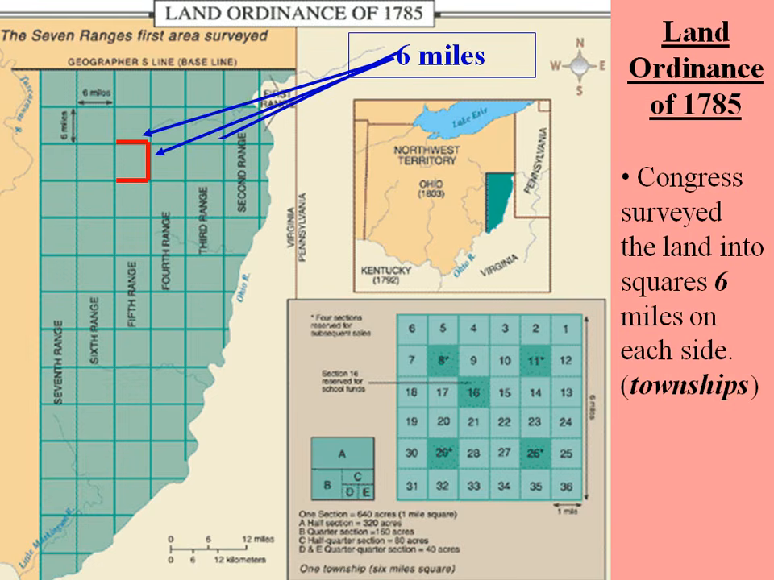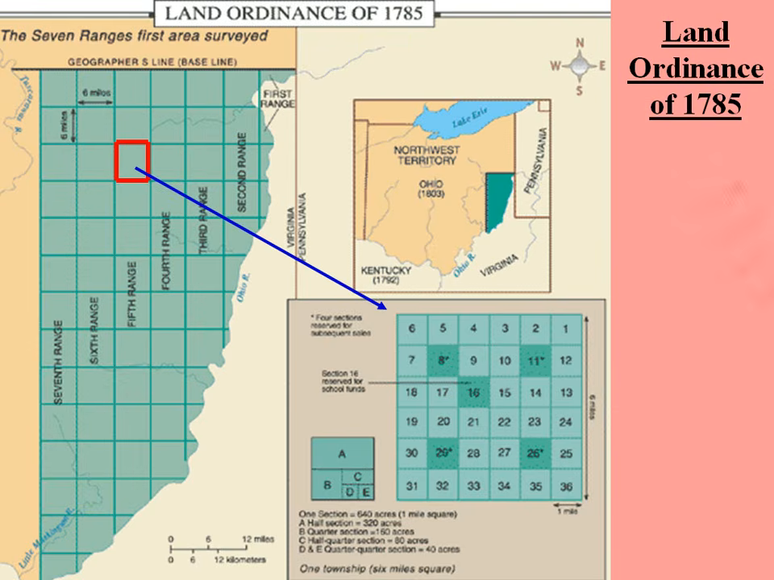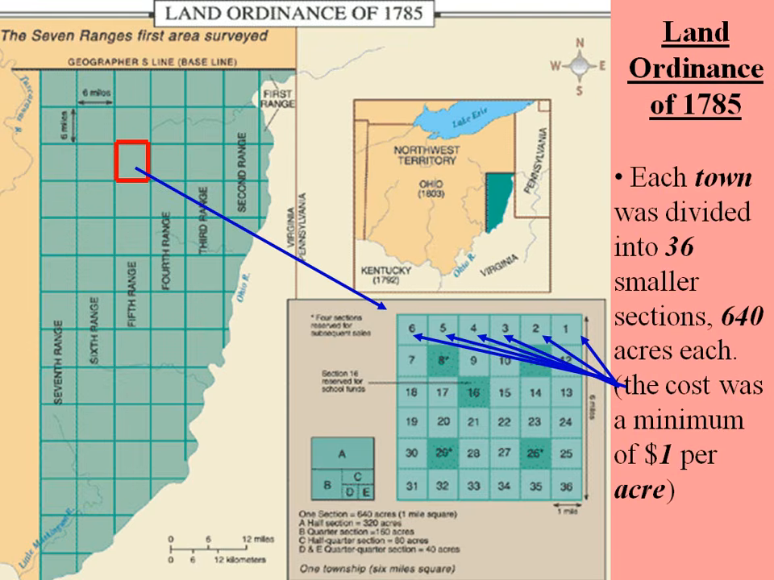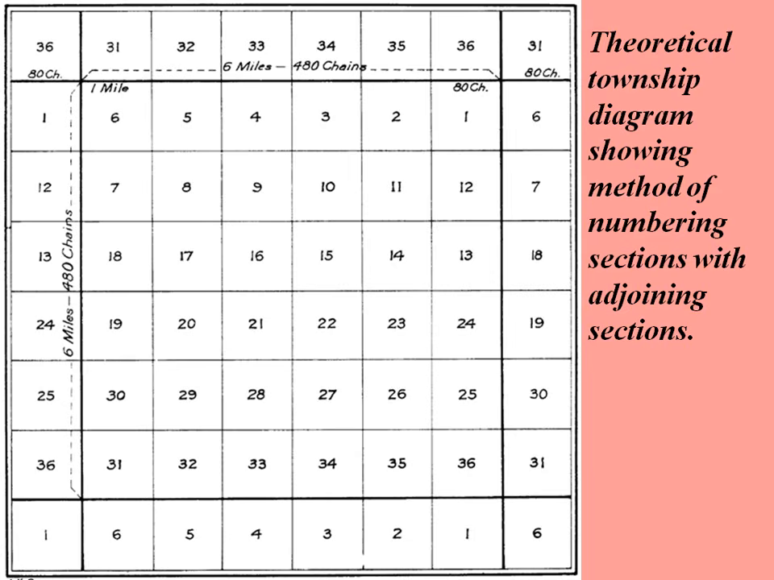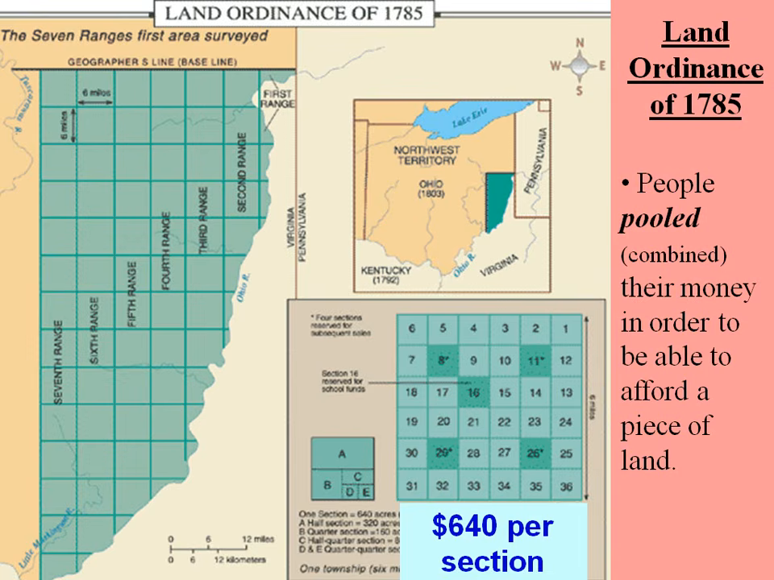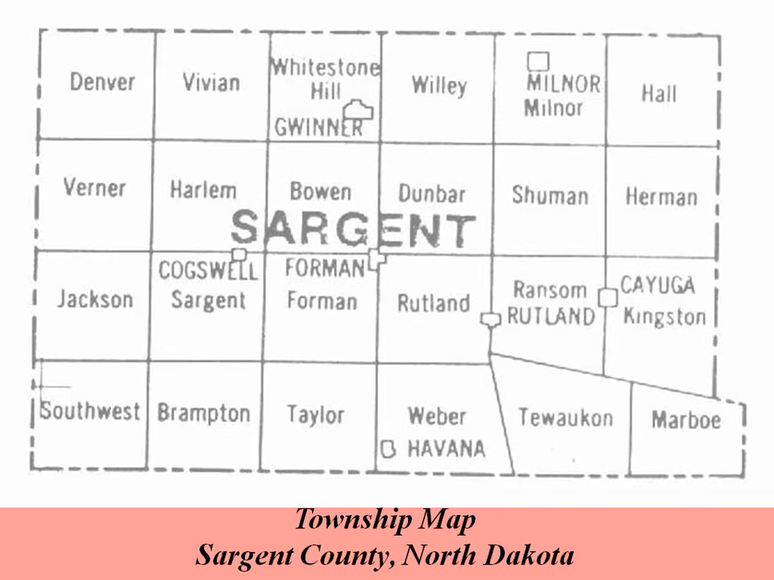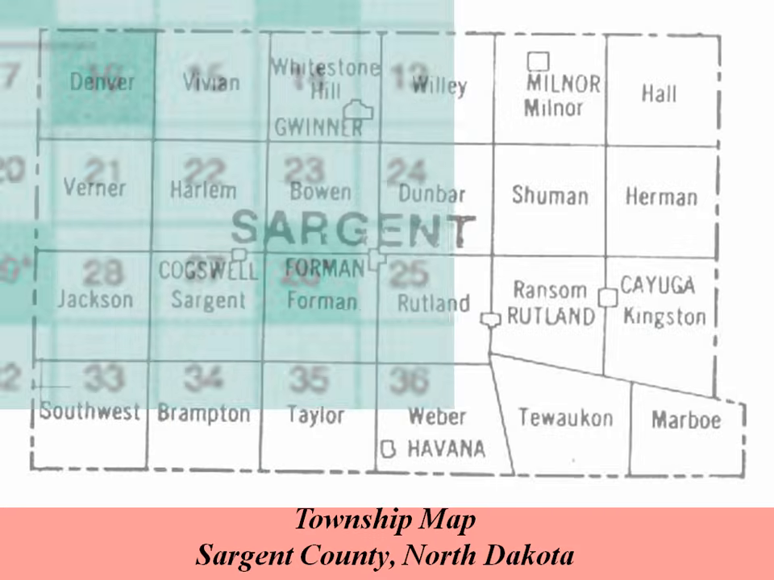6 miles on each side. All right. Okay, each town was divided into 36 smaller sections of 640 acres. The cost of the minimum was $1 per acre. Okay, people pooled and combined their money in order to be able to afford a piece of land. So that would be $640 per section. Okay, so take a look at like Sargent Township here in North Dakota, broken up north like this as well. Okay, and that's how land would be divided.